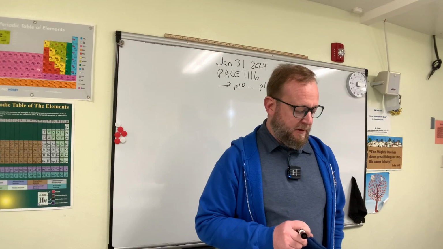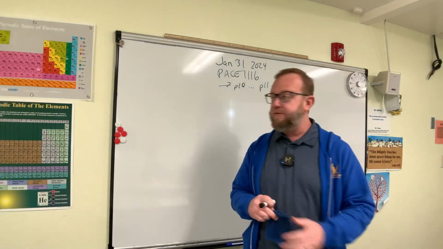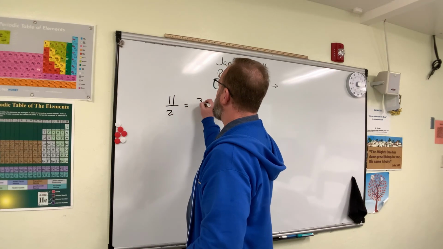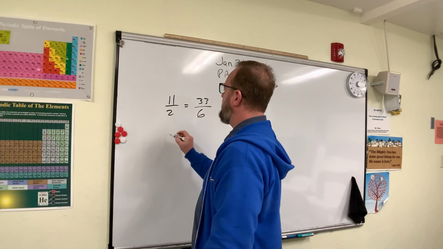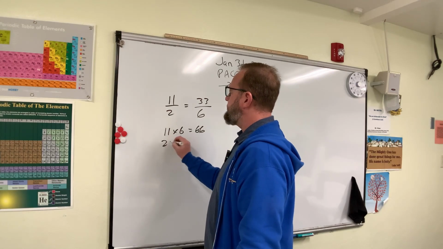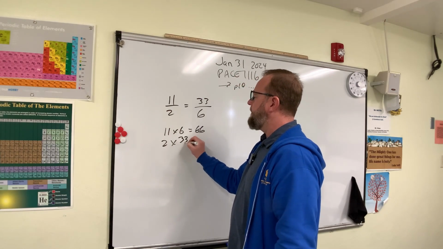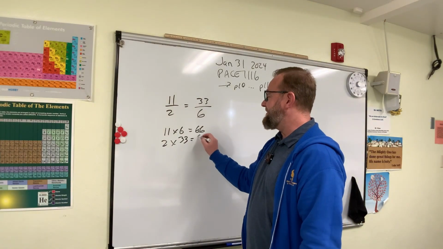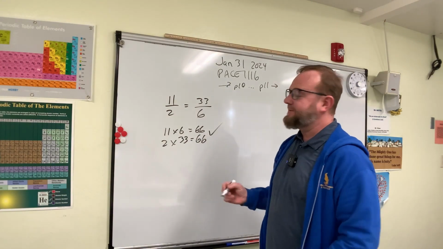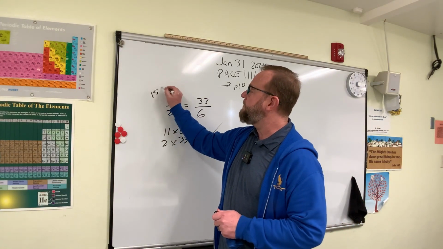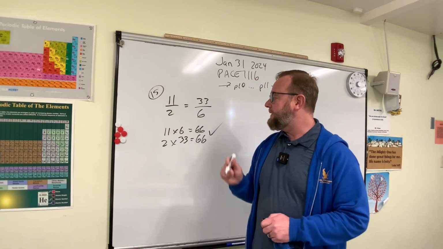What about number 15, though? 11 over 2, 33 over 6. 11 times 6 is 66. And 2 times 33 is 66. That one checks out. So number 15, that's problem number 15, is a yes.